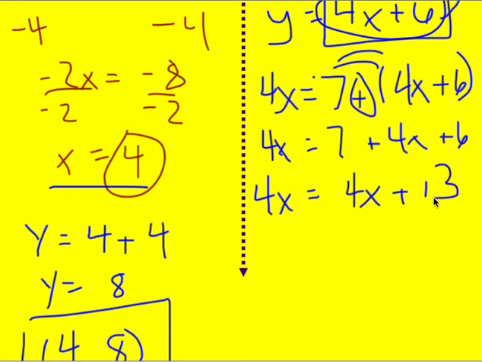So now I need to get my 4x's on the same side. So I'm going to subtract 4x from both sides.